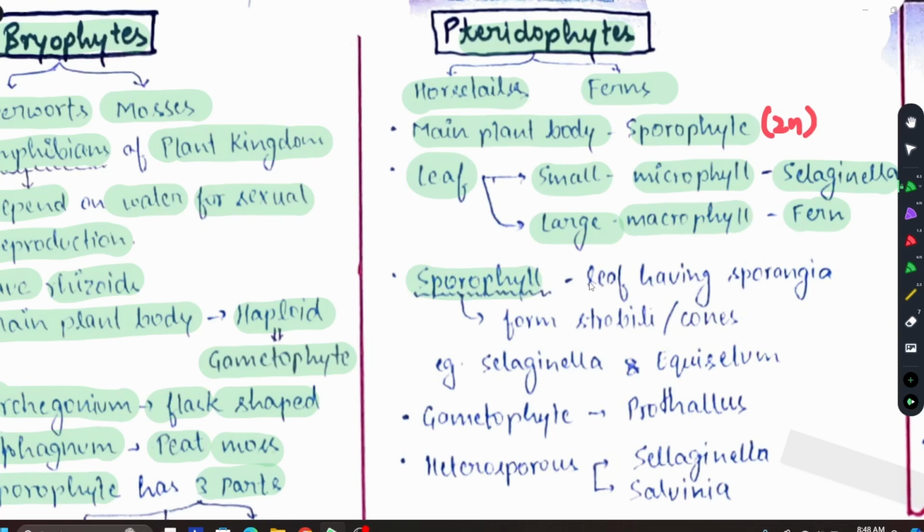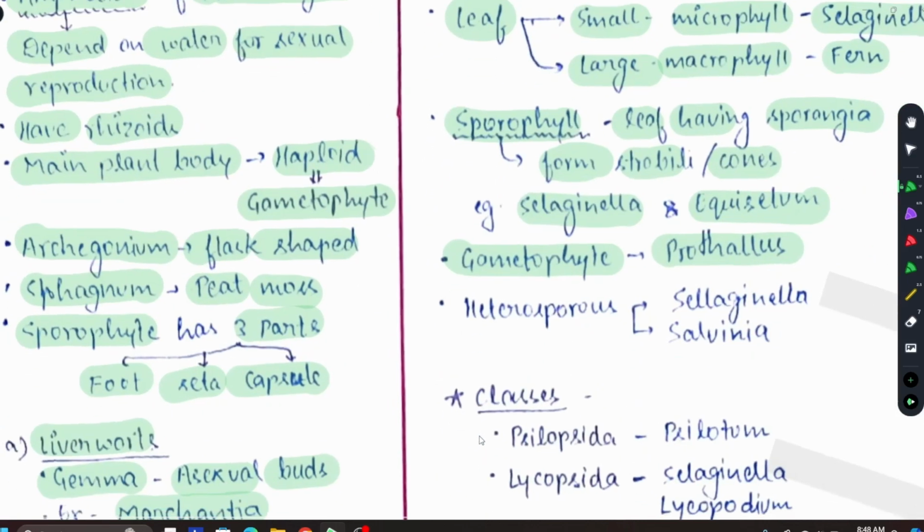Sporophyll. What is sporophyll? Those leaves that have sporangia are called sporophyll. Sporangia is basically the house of spore, the place where spore is formed. They form strobili or cone. They arrange in a spiral manner, and that spiral form is called cone or strobili. Examples are Selaginella and Equisetum, where you can see cones. The gametophyte of pteridophyte is called prothallus. For comparison, you can say bryophytes.